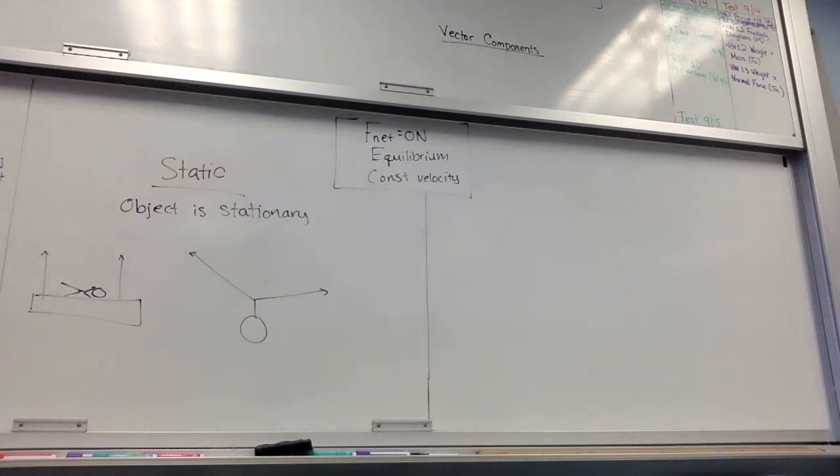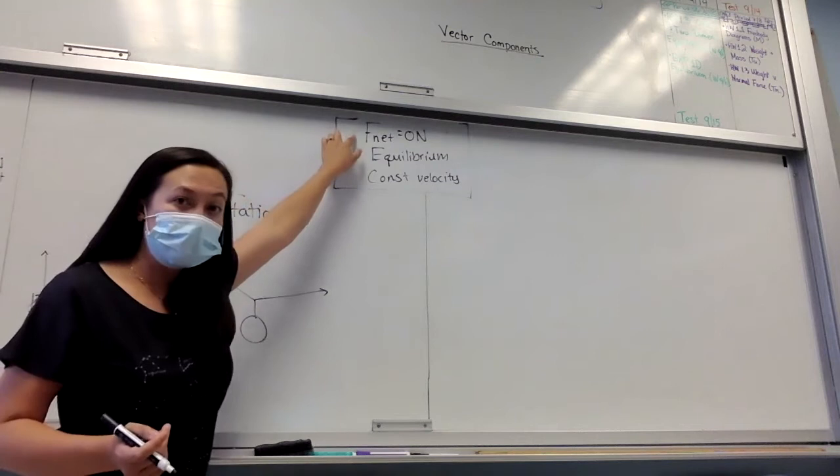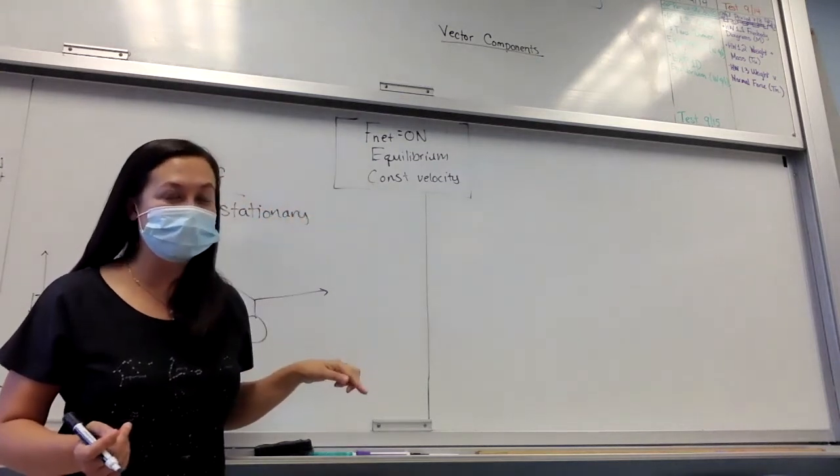How about mechanical engineers? You always want bridges to be in static equilibrium. So maybe I draw a bridge. I'm not great at drawing, so, a bridge. We always want bridges to be in static equilibrium. We want our sculptures to be in static equilibrium. We want buildings to be in static equilibrium. For static equilibrium, the object is stationary, net force is zero, and forces are balanced.